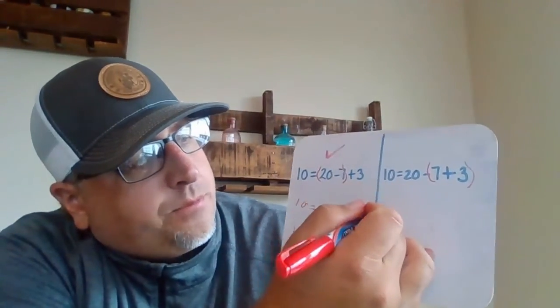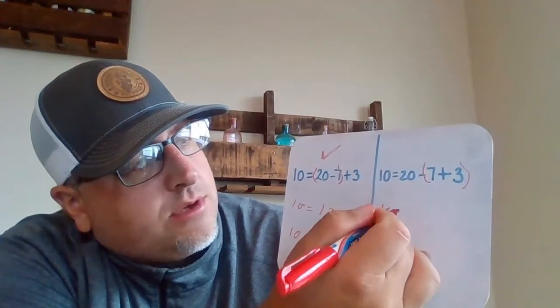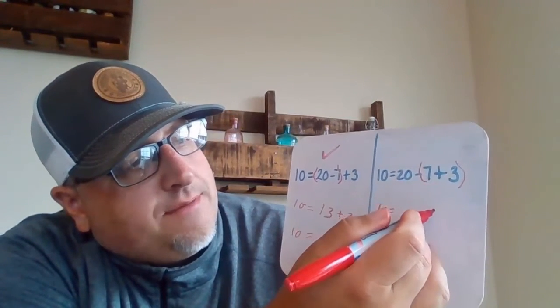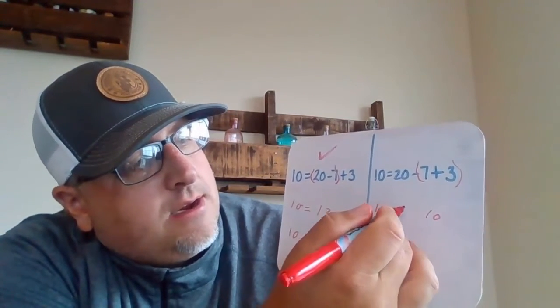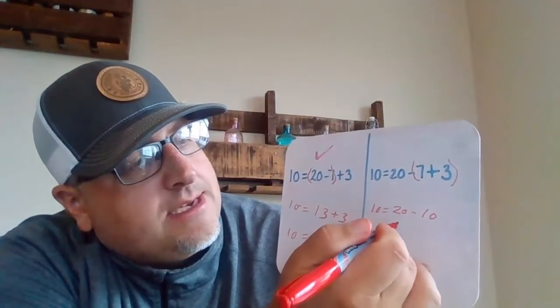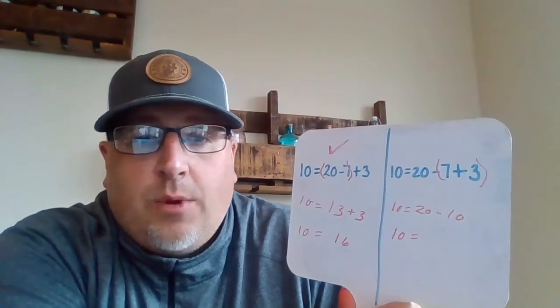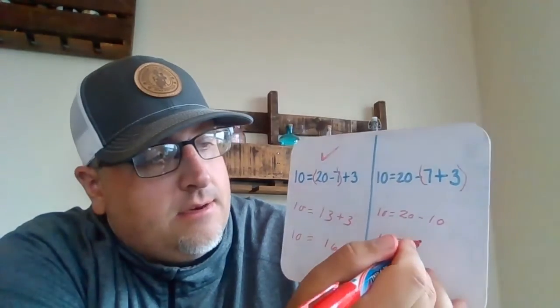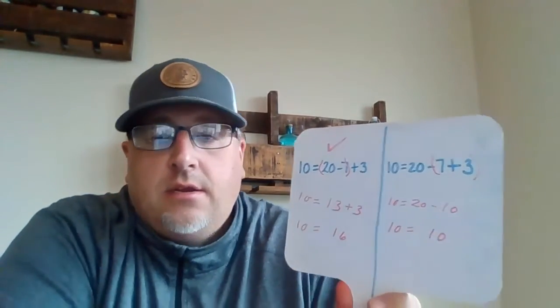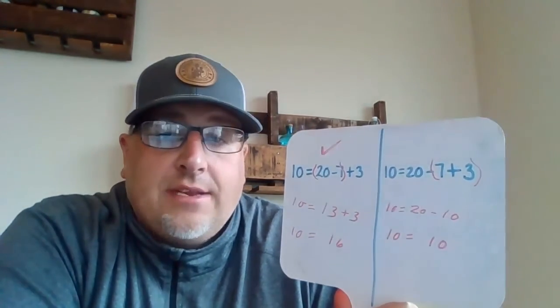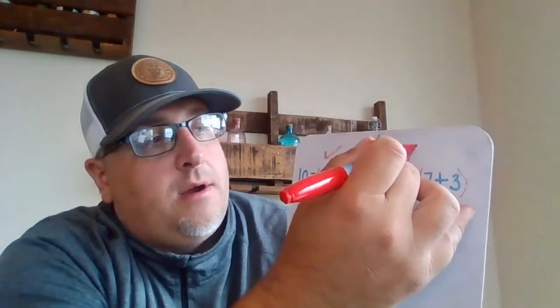Let's look over here. Bring the 10 down. 10 equals, let's do our parentheses. We know 7 plus 3 equals 10. And 20 minus 10. Okay, bring the 10 down again. 20 take away 10. You guessed it. Is 10. Is our statement true on this side? Yes, it is. We'll put a star up here.